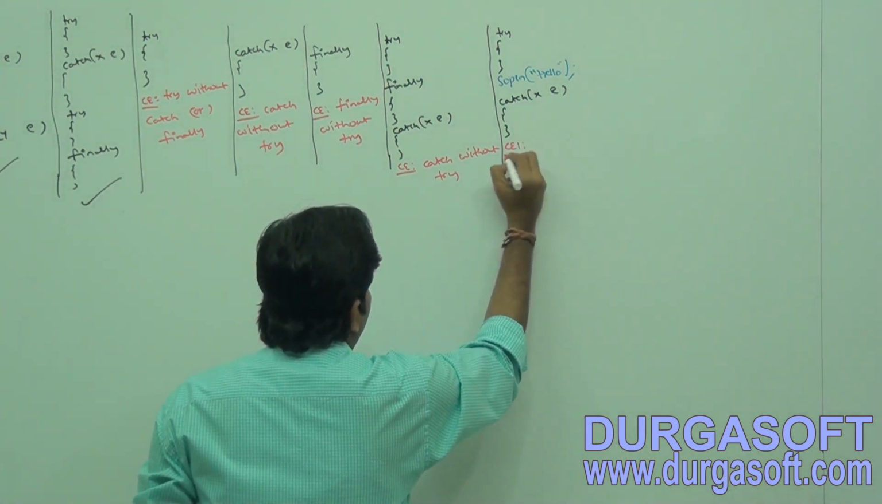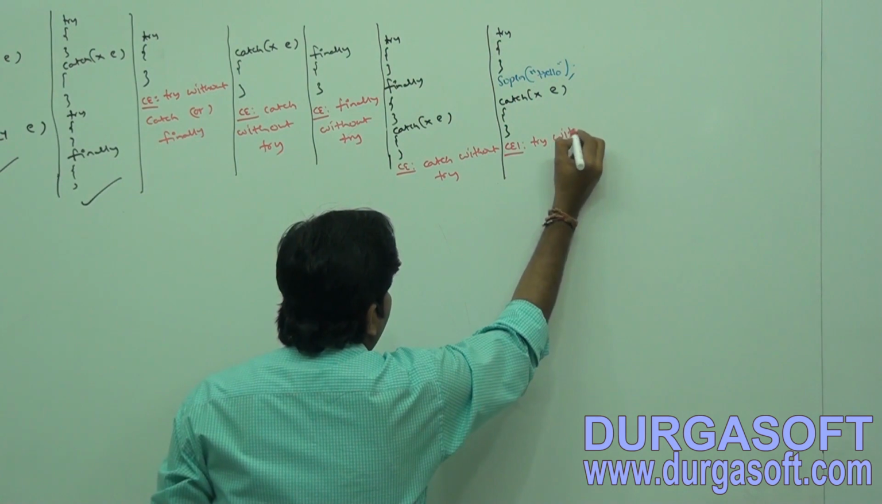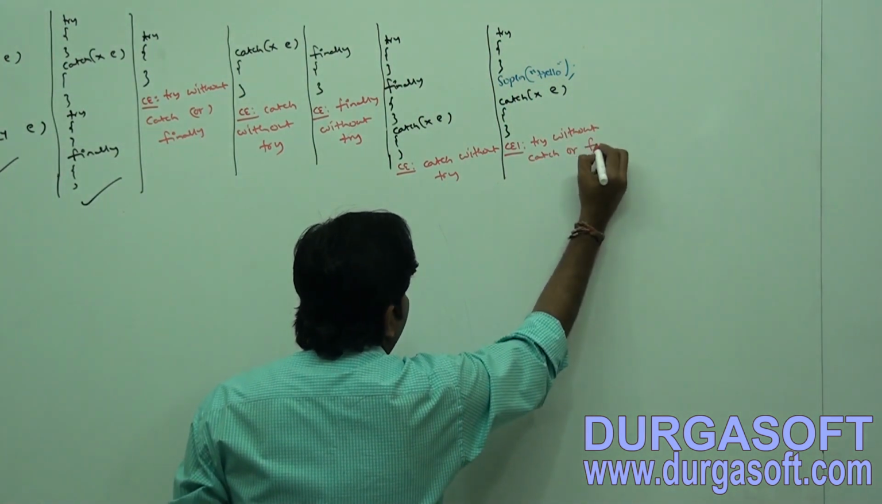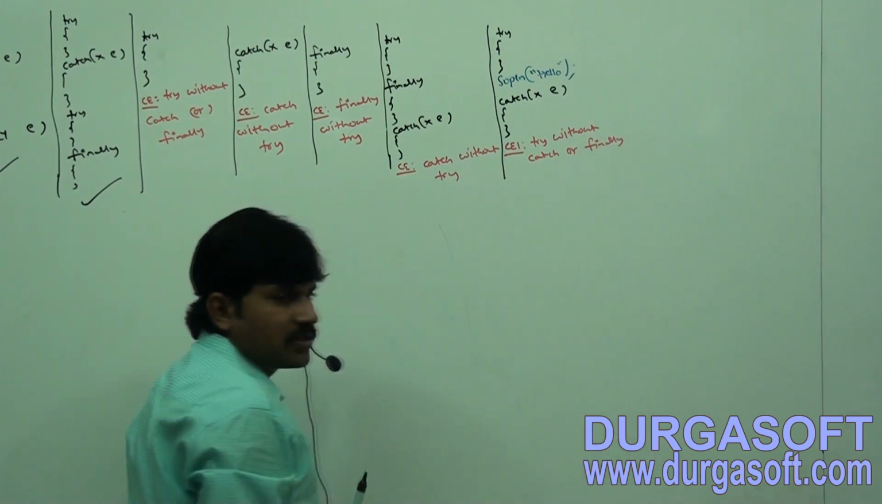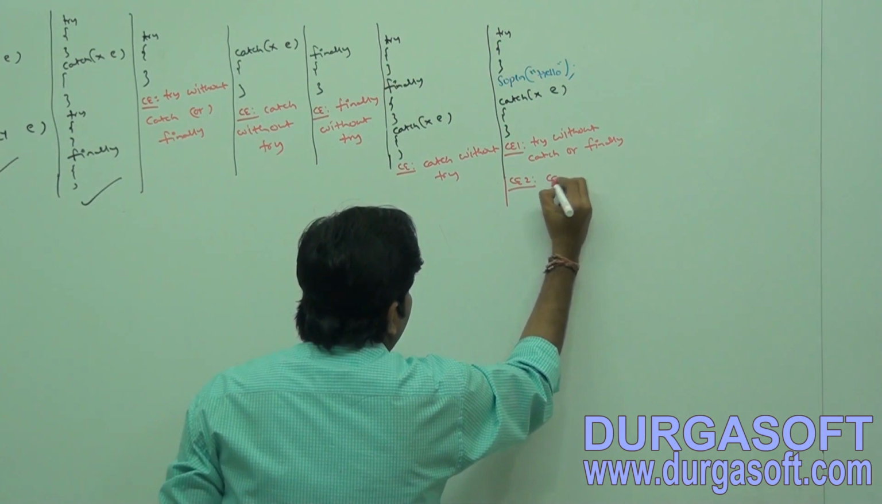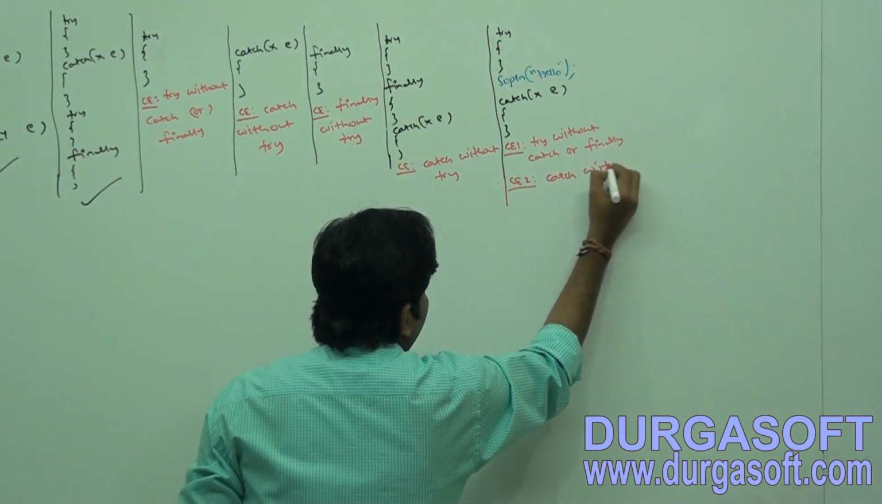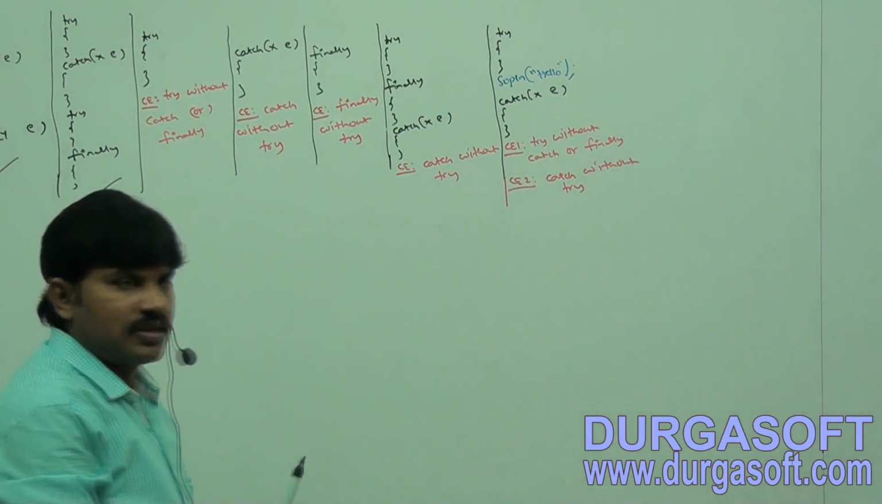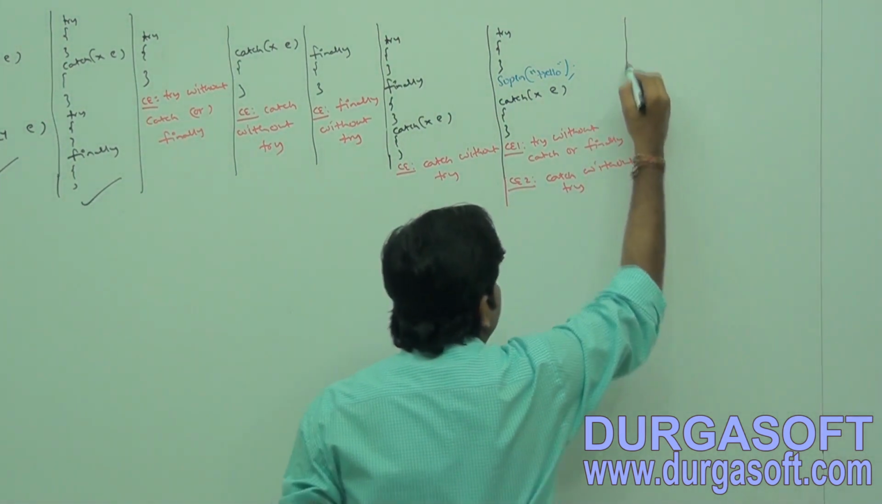Compile time error 1. What is that one? Try without catch or finally. Compile time error 2. What is that one? Catch without a try. Are you getting? So this is the compile time error we will get.